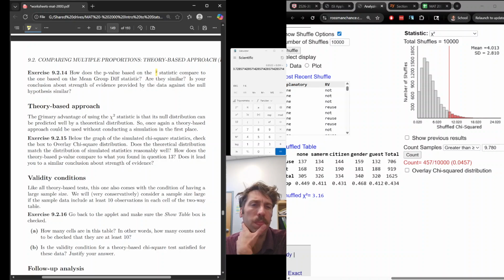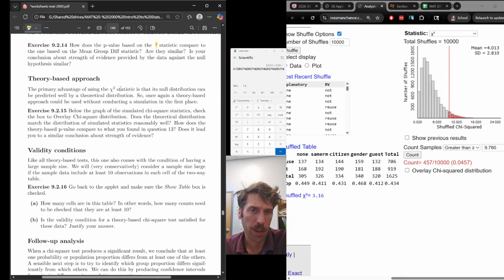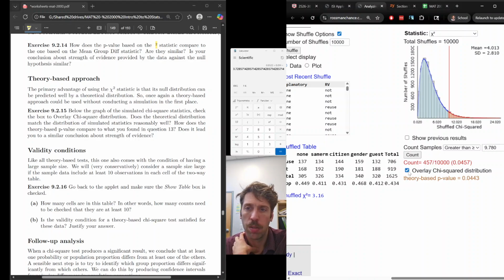All right, so the primary advantage of using chi-squared is that its null distribution can be predicted well by a theoretical distribution. So once again, a theory-based approach could be used without conducting simulation. So below the graph of the simulated chi-squared statistic, check the box for overlay chi-squared. So if I overlay chi-squared, okay, how does the theory-based p-value compare to what you found in question 13? So my theory-based p-value is 0.0443, which is really close to the simulated data.